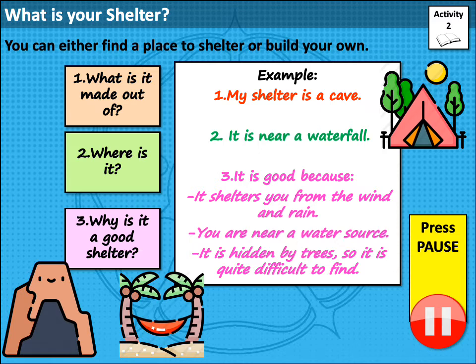Here's an example of some answers to this question. What is my shelter made of? My shelter is a cave. Where is it? It's near a waterfall. Why is it a good shelter? It's good because it shelters you from the wind and rain. You are near a water source, and it is hidden by trees, so it's quite difficult to find. A bit like a camouflage.